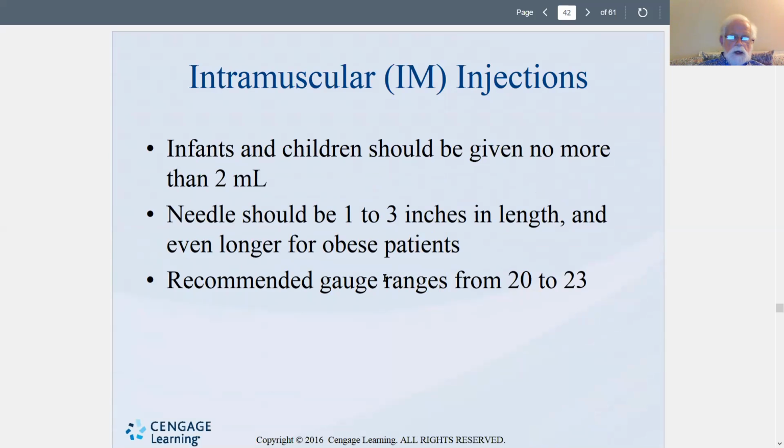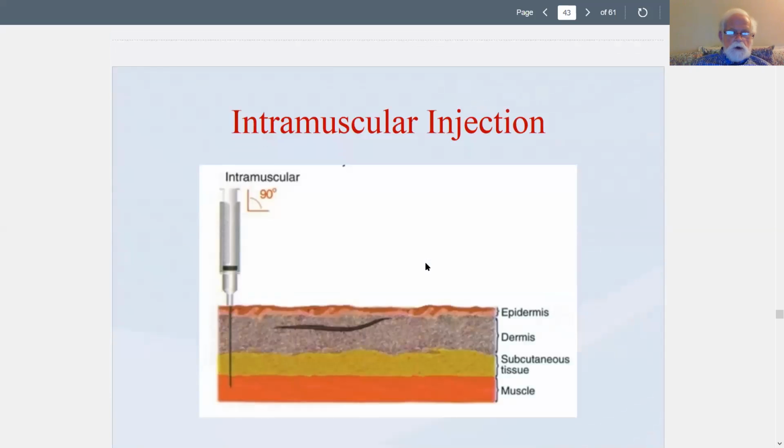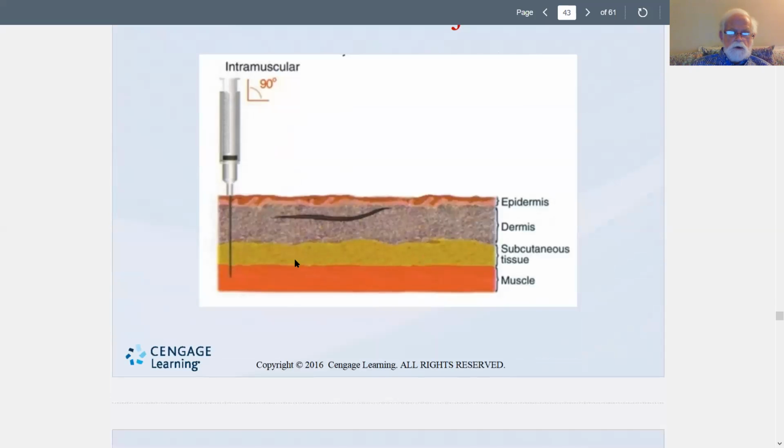So here we have gauges from 20 to 23. A lot of times that was because the volume was a bit higher and because drugs tended to be more viscous. More modern drugs tend to be much less viscous, not thick. Basically, the consistency of water, so that we can actually use a higher gauge, or a smaller diameter needle. So it goes directly into the muscle at a 90-degree angle.